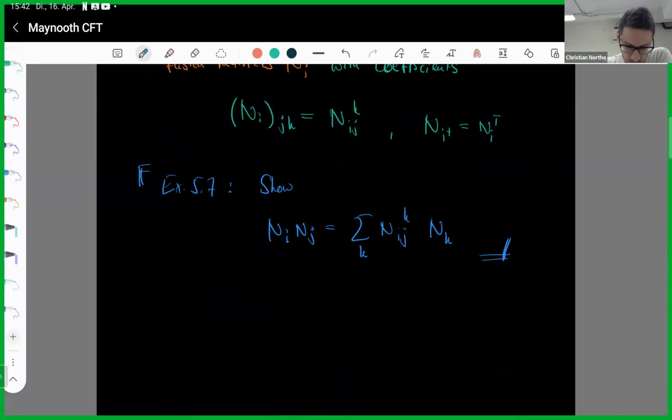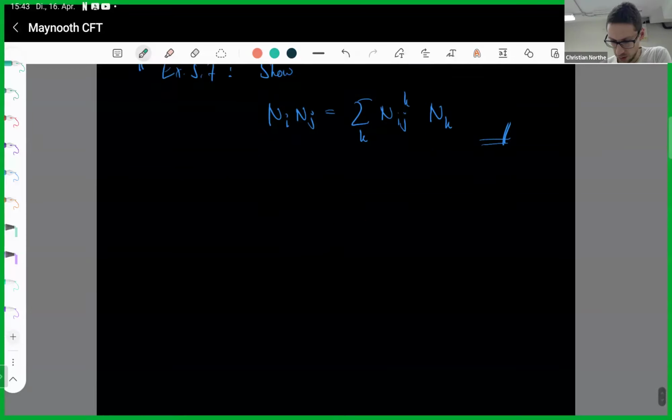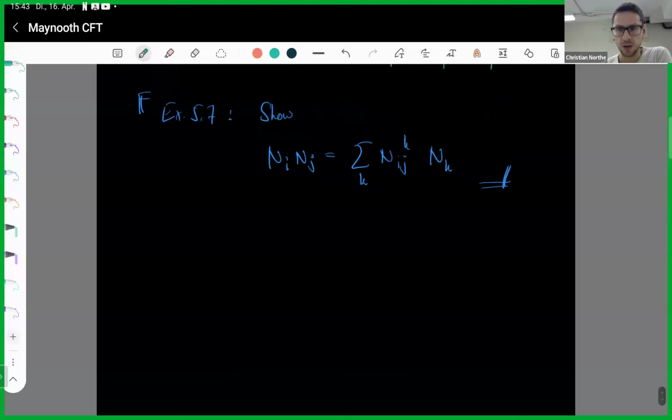And in the notes, there is so much more stuff. So now it's time to move on to the notion of irreducibility, unless there are other questions for fusion.